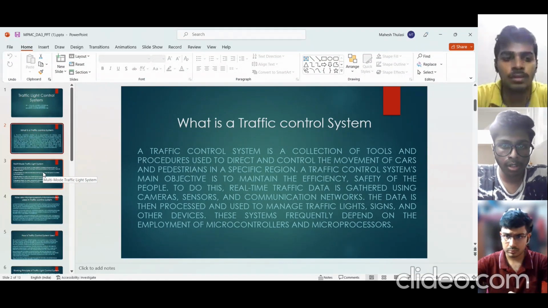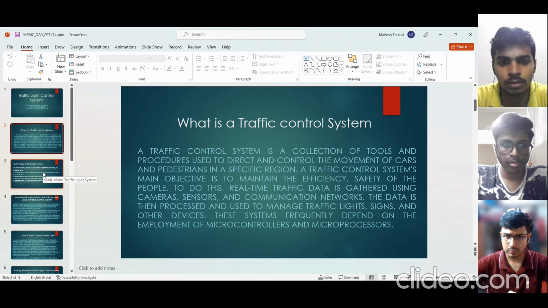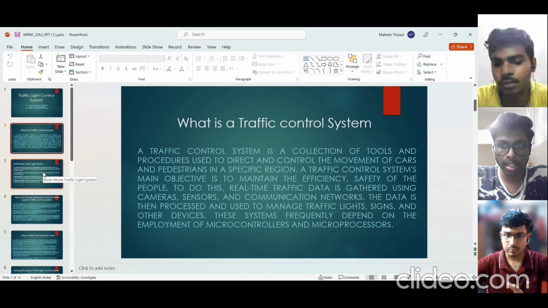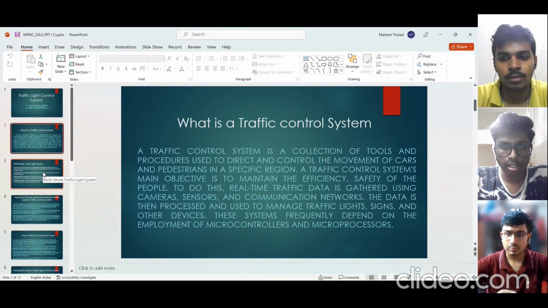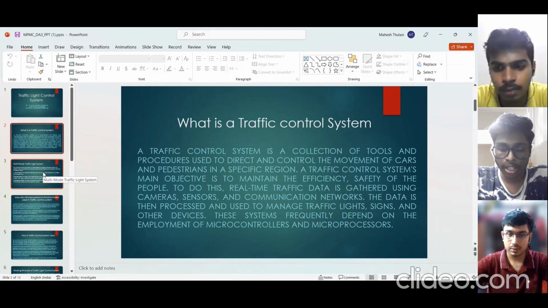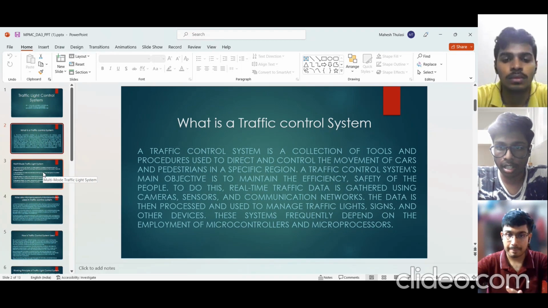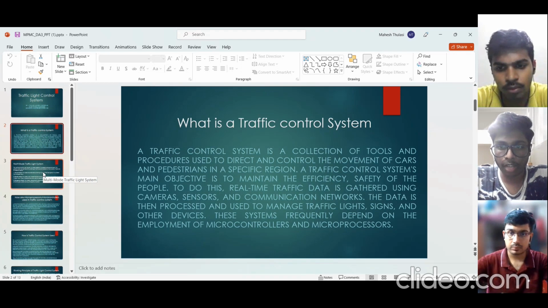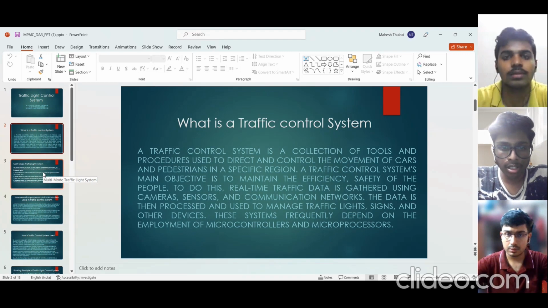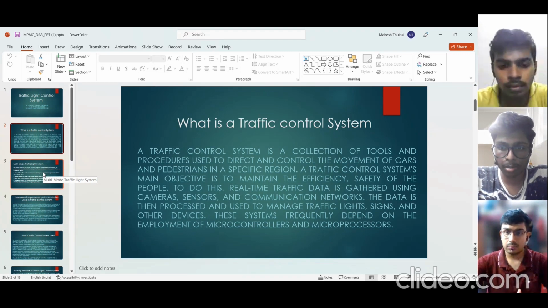So let's start from what is a control system. A traffic control system is a collection of tools and procedures which is used to direct and control the movement of cars. A traffic control system's objective is to maintain efficiency and safety using real-time traffic data, and we gather the data using cameras, sensors, and communication networks. The data is then processed and is used to manage traffic lights, signs, and other devices. These systems frequently depend on the employment of microcontrollers and microprocessors.